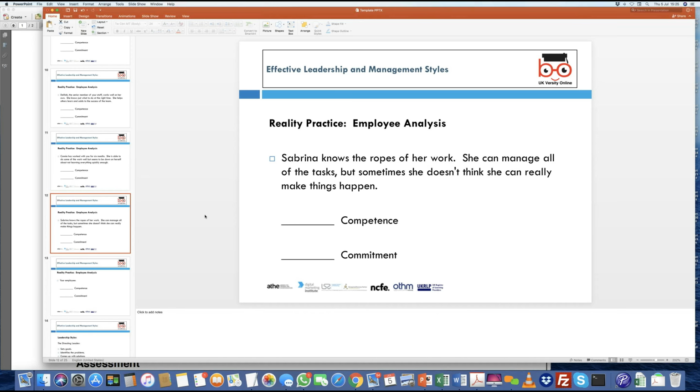But when it says, but sometimes she doesn't think she can really make things happen, it's to do with commitment. So if I just read this alone, she can manage all the tasks, that means she's competent. But when I add this to the equation, that means there's a bit of a reflection on, she can sometimes feel insecure or not confident enough to be able to make the difference. And that is where it becomes a question mark in terms of her commitment.